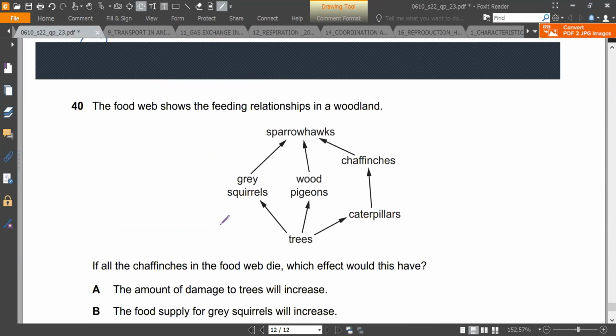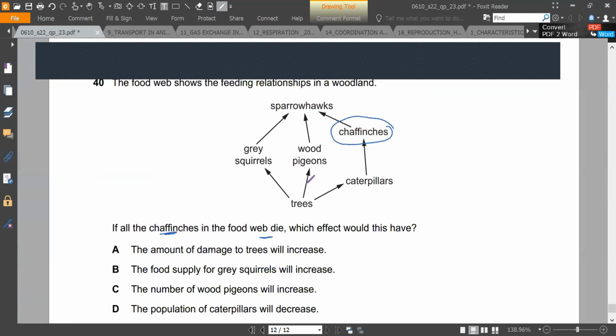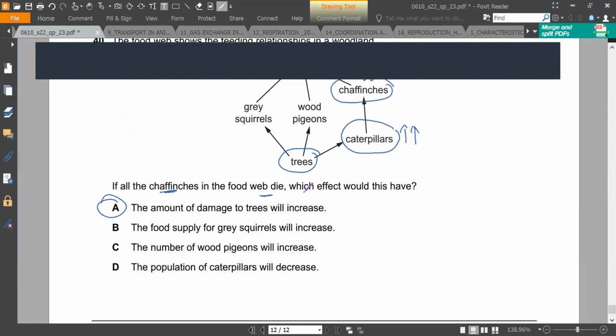Last, we have the food web. If all the chaffinches die, what will be the effect? So the main answer will be A. Chaffinches are the predators of the caterpillars. With chaffinches dying, caterpillars will be increasing. So there will be more damage to the trees. Cool. That's done.